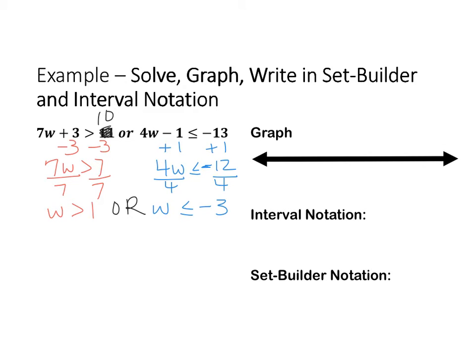Here's the answer I got. I got W is greater than 1 or W is less than -3. Now let's see if you can take what you learned a minute ago about graphing an OR compound inequality and graph it yourself. So pause the video now and try to graph it.